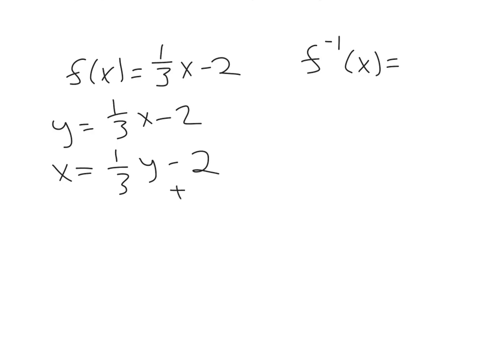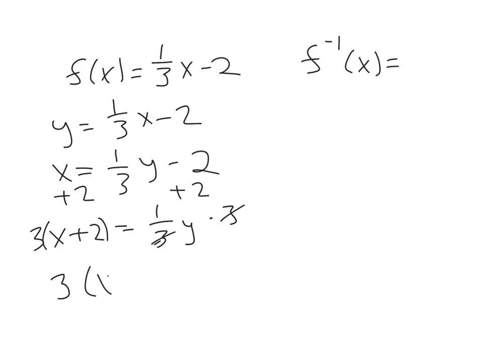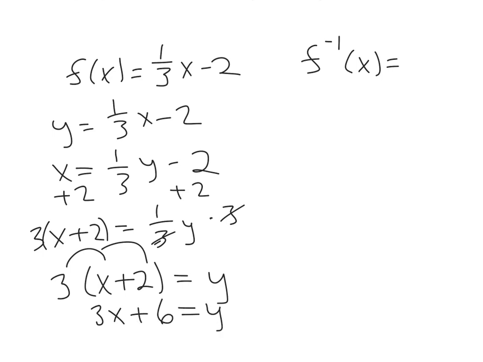So I'm going to go ahead and add 2. So I have x plus 2 is equal to 1 over 3y. And then I'm going to multiply by 3 on both sides. And so now I've got 3 times x plus 2 is equal to y. Now, generally, they want you to sometimes distribute this in, and so you have 3x plus 6 is equal to y, because then that's now your mx plus b, right? And so that would be the inverse.